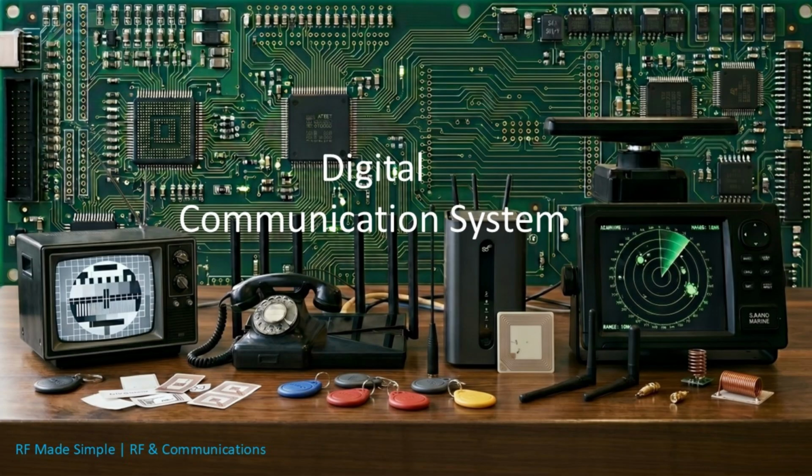Digital communication system is the process of transmitting information from a source to a destination using digital signals. In this video, we will break down each block of the system step by step, so you can clearly understand how information is encoded, transmitted, and finally reconstructed at the receiver.